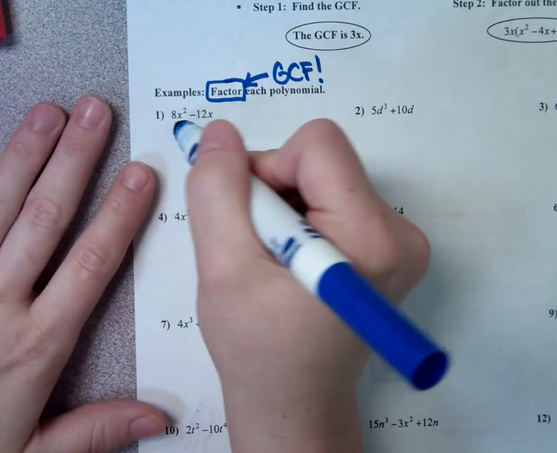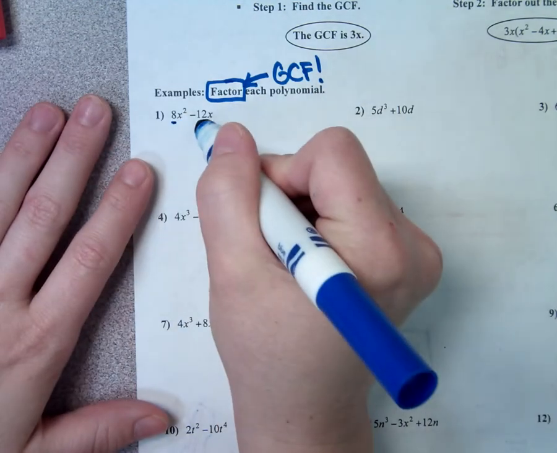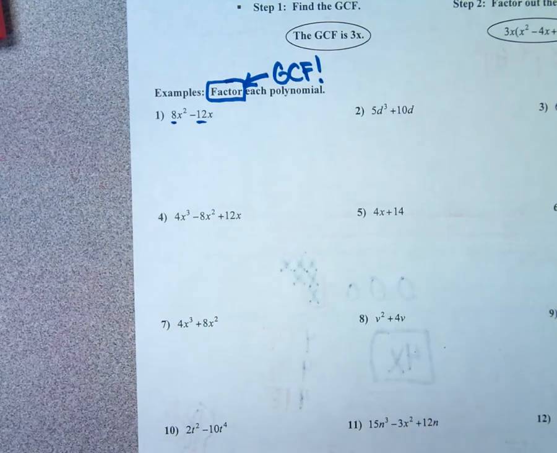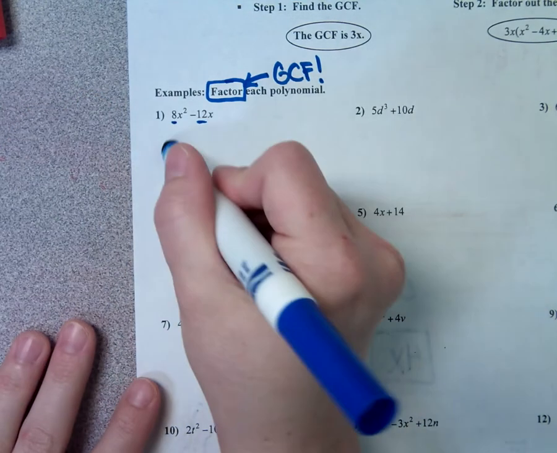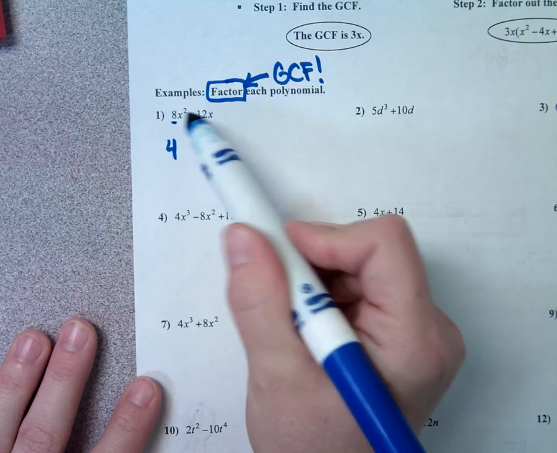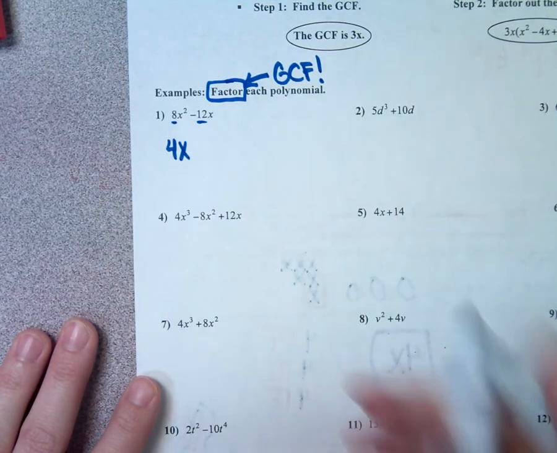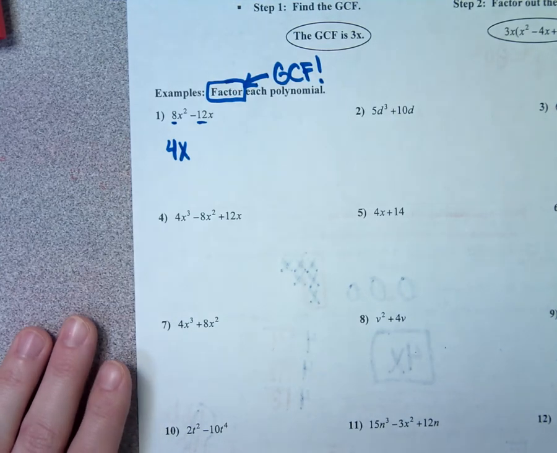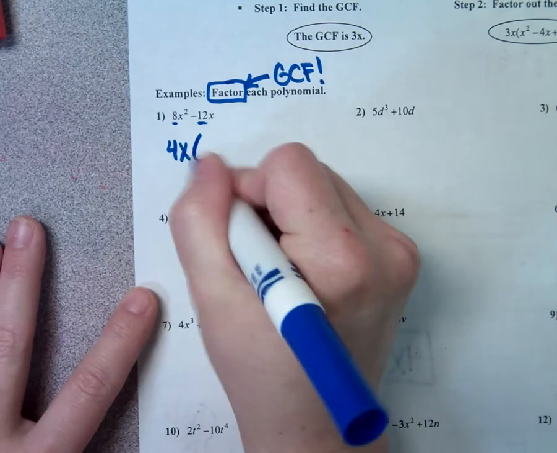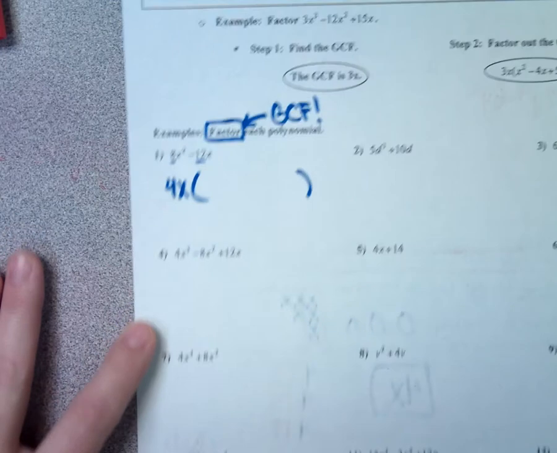So I start with the GCF. What's the greatest thing that goes into 8 and 12? 2 does, but there's something greater. 4. And then what's the greatest number of X's they both have in common? They both have 1X. Okay, so if you want to completely factor, once you find your GCF, you slap parentheses down behind it.